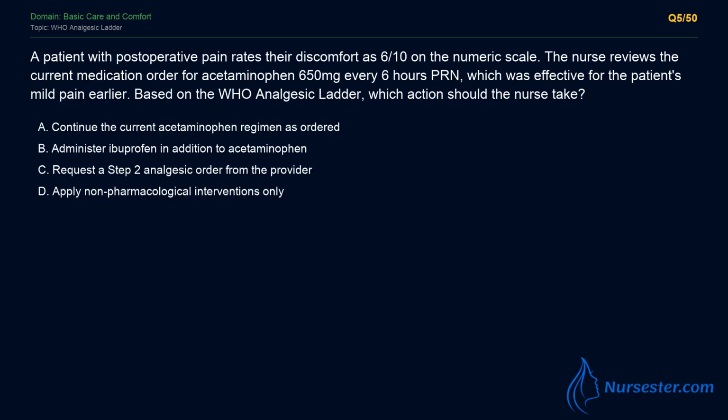Question 5. A patient with postoperative pain rates their discomfort as 6/10 on the numeric scale. The nurse reviews the current medication order for acetaminophen 650 mg every 6 hours PRN, which was effective for the patient's mild pain earlier. Based on the WHO analgesic ladder, which action should the nurse take?